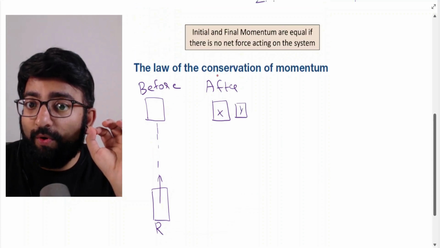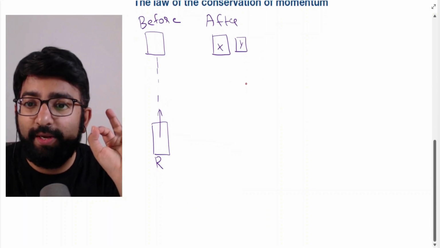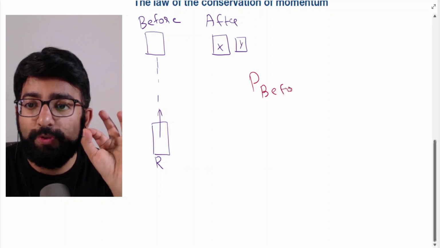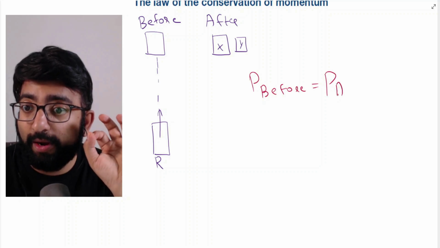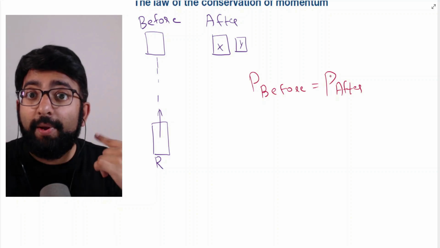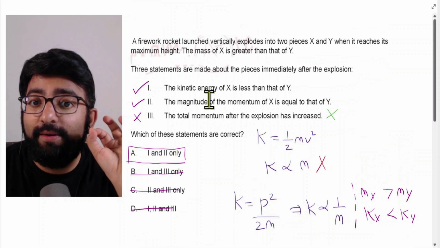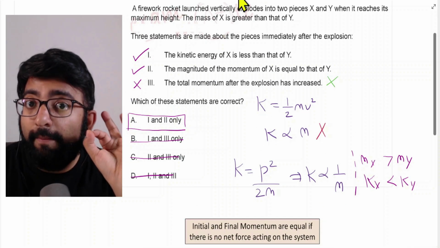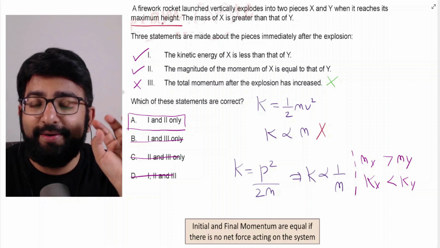Now back to the law of conservation of momentum, initial and final momentum should be equal. So we can write momentum of the rocket before the explosion needs to be equal to the momentum of the rocket after the explosion. So, what was the momentum of the rocket before the explosion? That is where we go back to the question to underline a keyword. It is mentioned that a firework rocket was launched, but it exploded when it reaches the maximum height.